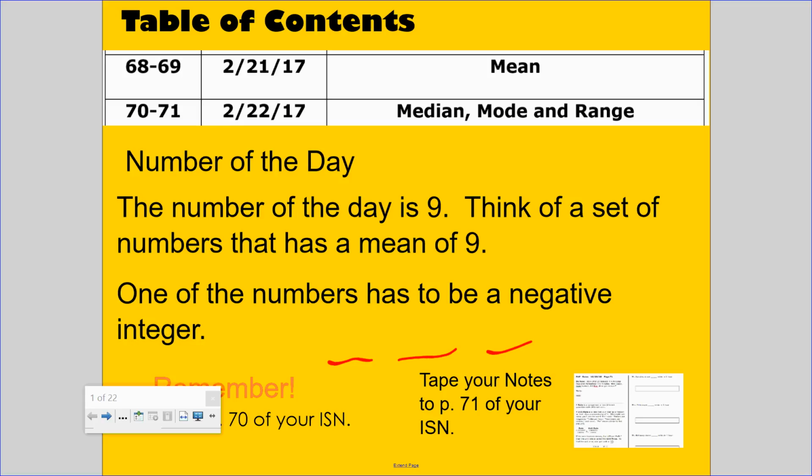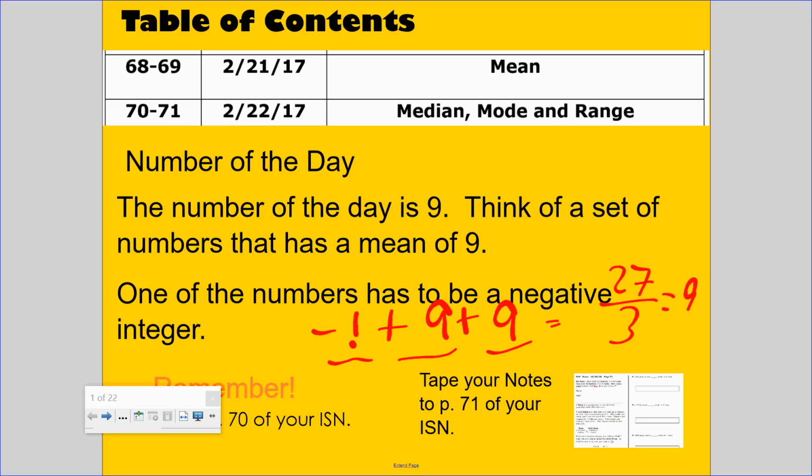Let's think about it. So the mean or average has to be 9. So I could use 9, 9, and 9, because if you add 9 plus 9 plus 9, it adds up to 27. 27 divided by 3 is 9. But it did say one of the numbers has to be negative. So I know it has to add up to 27, because if you divide it by 3, you'll get the average of 9.